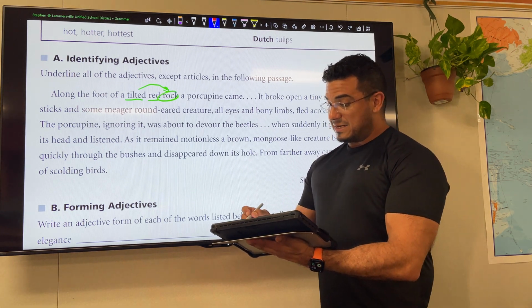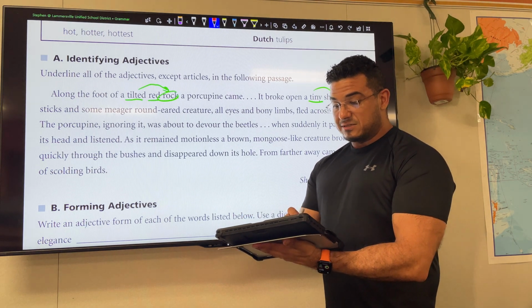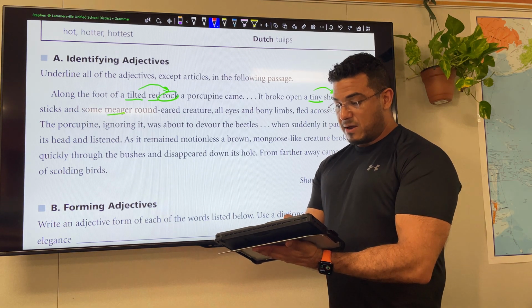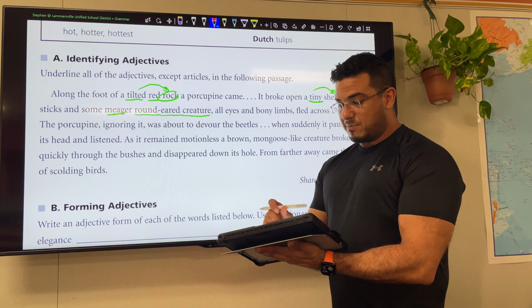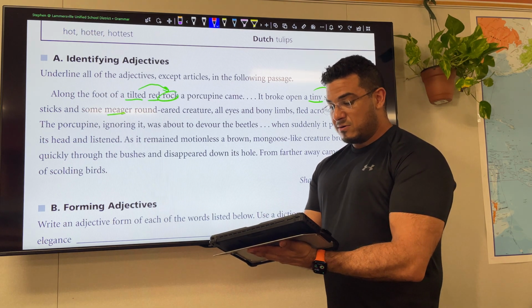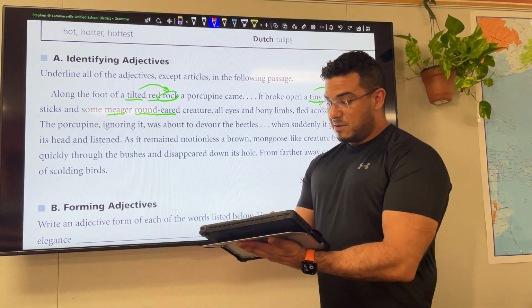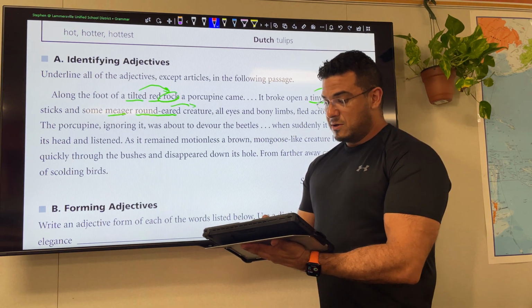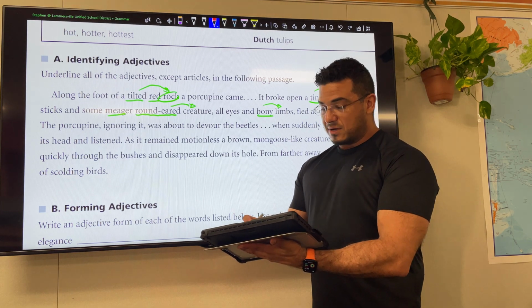It broke open a tiny, talks about the shelter of sticks, and some meager, round-eared creature. Meager, round-eared, so it's hyphenated because the two share a very close relationship, talks about the creature. All eyes and bony, points to limbs, fled across the stones.